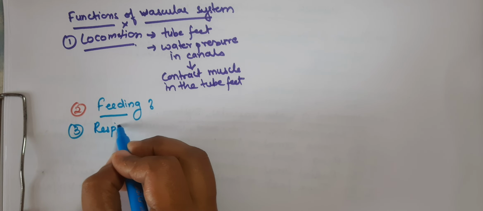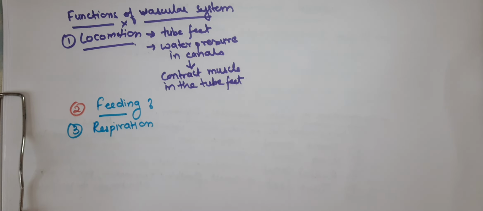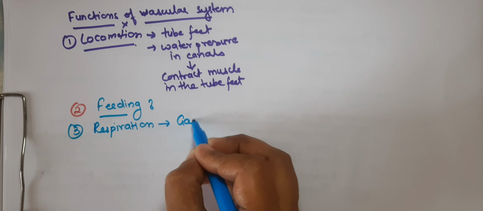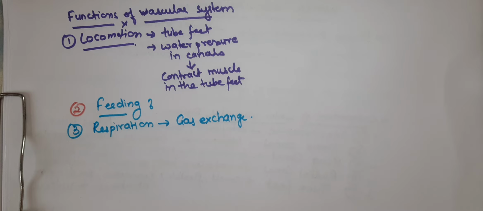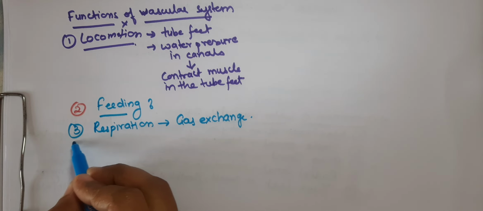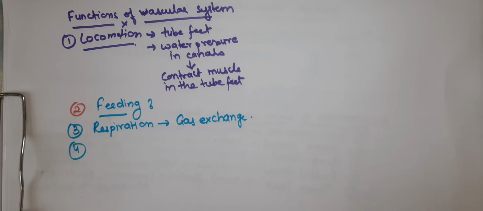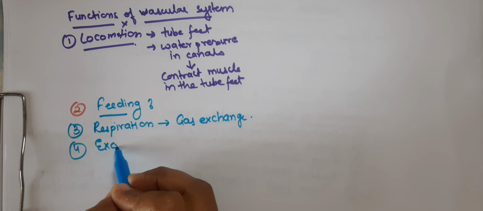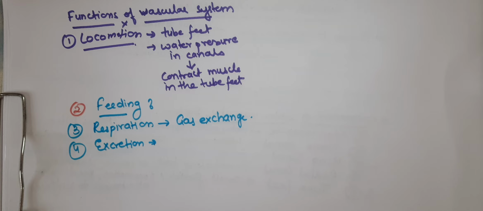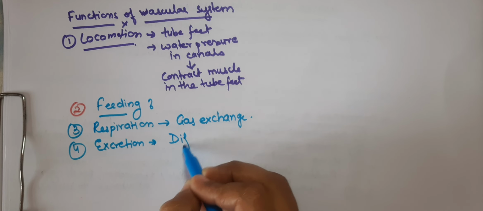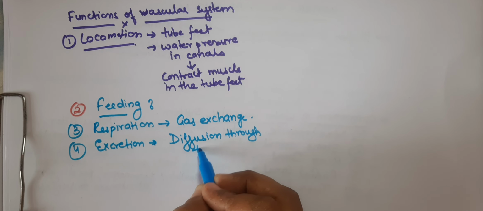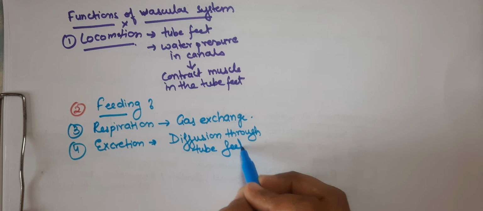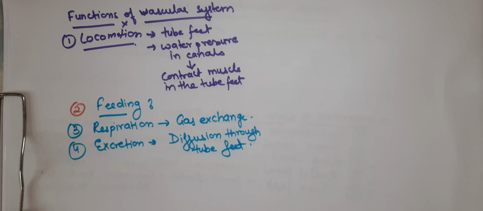The third one is respiration. The water vascular system will also help in respiration. This system will facilitate gas exchange, as respiration is all about gaseous exchange, as water will flow through the canals and the tube feet. The fourth function of the water vascular system is excretion. The metabolic waste from the body is removed via diffusion through the tube feet. So you can understand from these functions, students, that the water vascular system is essential for the survival of the Echinodermata.